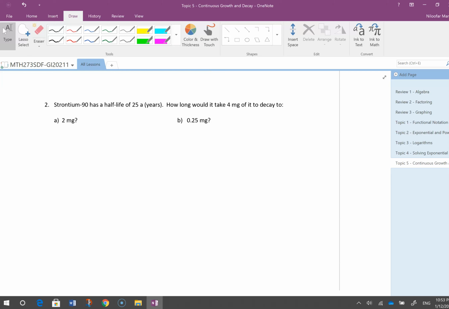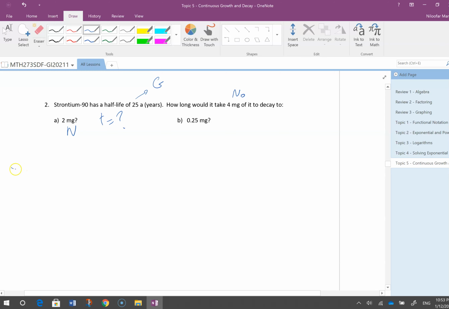Strontium 90 has a half-life of 25 years. Okay, I have half-life. How long would it take 4 milligrams of it to decay to this? So this is N0, this is N. I am looking for T because it says how long. What is this? This is G. In this case, you don't use the formula with K. You use the one that has G. Decay, so 2 power minus T over G.